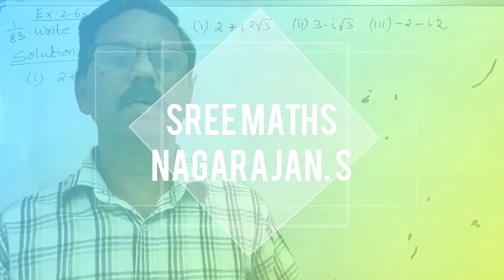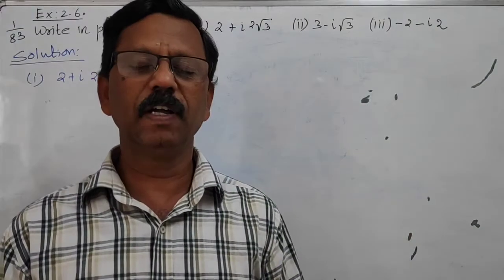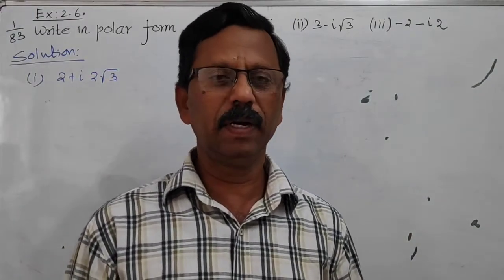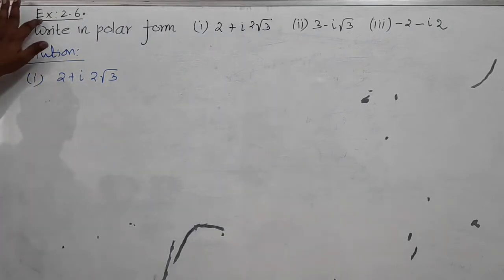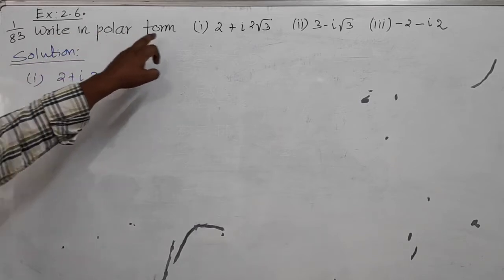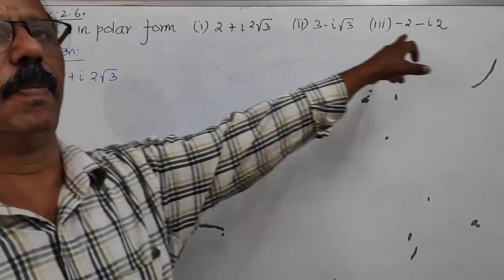Hi students, in the previous class we have seen what a polar form and an Euler form are and their properties. Now let us see the problems regarding those concepts. See here, this is exercise 2.6 given at page number 83. Our first problem: write in polar form the following complex numbers.